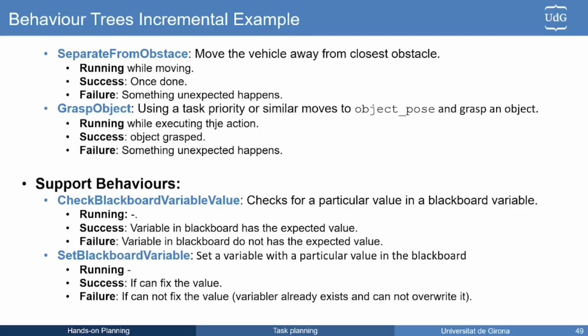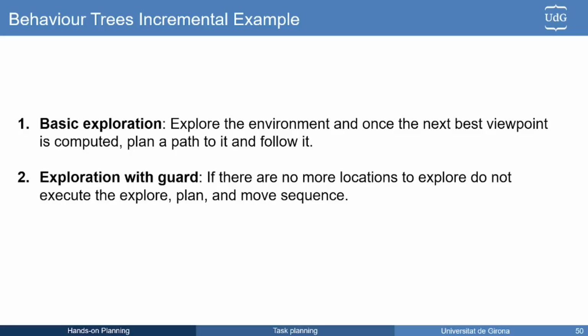Okay, then we assume that we already have a behavior to do that, and if we detect that our motion planning is failing, we just run this node and assume that everything will work fine. And again, a grasp object behavior that assumes that we are able to grasp an object. In addition, we will have support actions, okay? The behaviors or actions, you can find both names, to write and read bars in the blackboard.